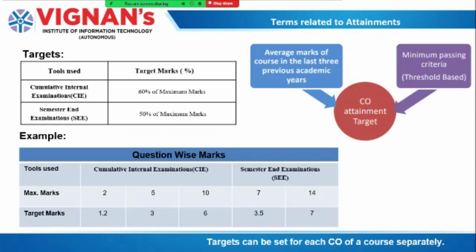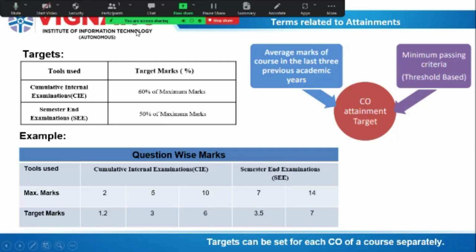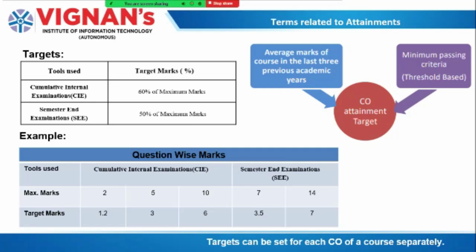Coming to the targets. Generally, we take the target as the average marks of the course in the last 3 previous academic years, the average marks for each CO. The average marks of the course in the last 3 previous academic years, or the minimum passing criteria, are the threshold basis. Sometimes the targets can be set for each CO of a course separately.